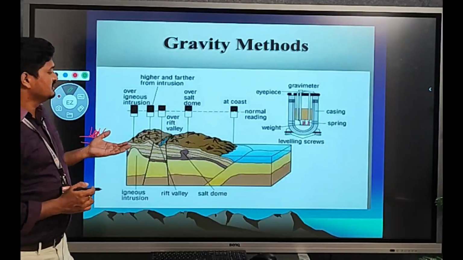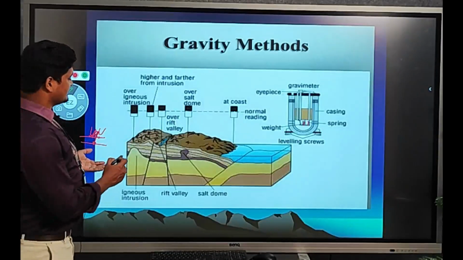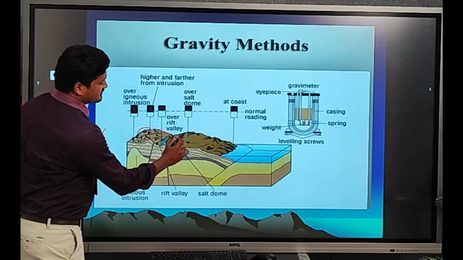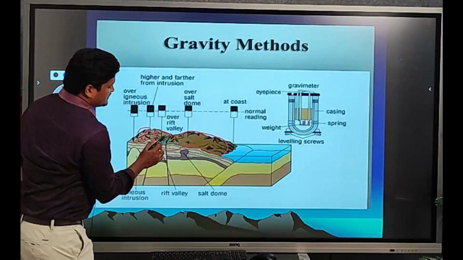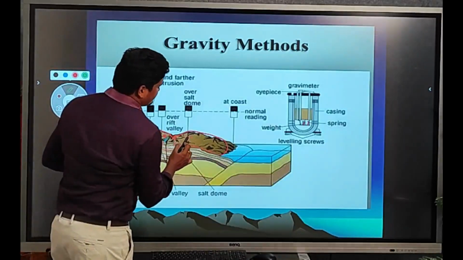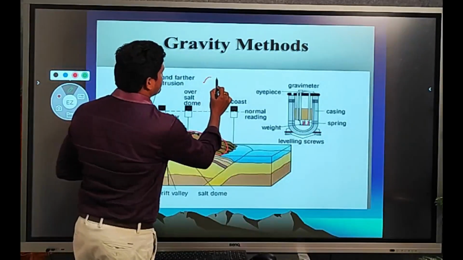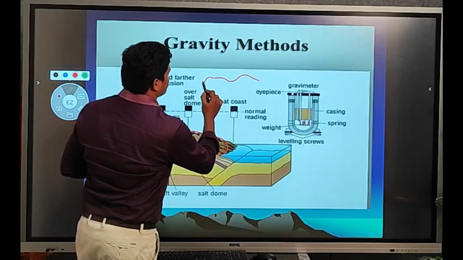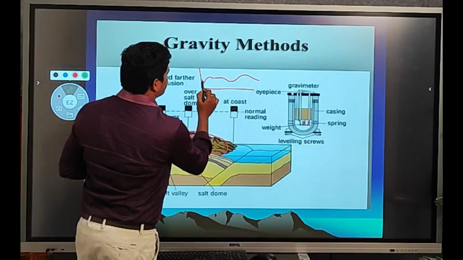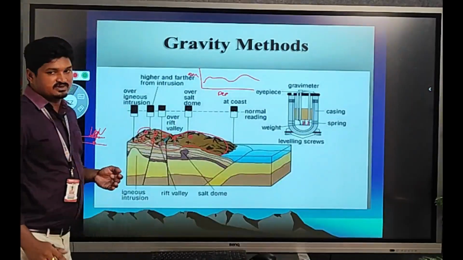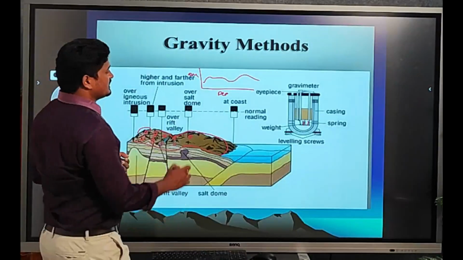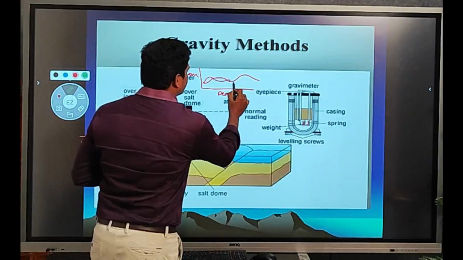We fix it on the surface at different locations of that part of the environment, so we are able to find out. Based on the gravitational density variations, we have to draw based on the gravity anomaly frequencies, based on the depth, based on the area. So we find equal gravity anomalies and we have to correlate them.